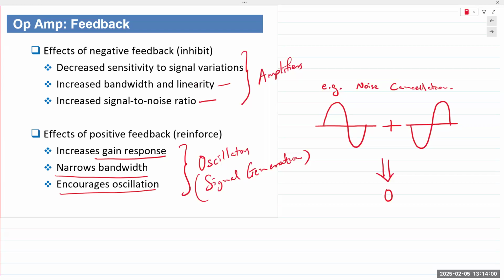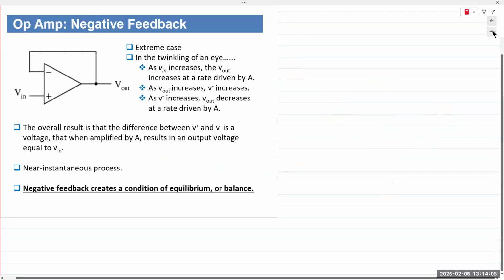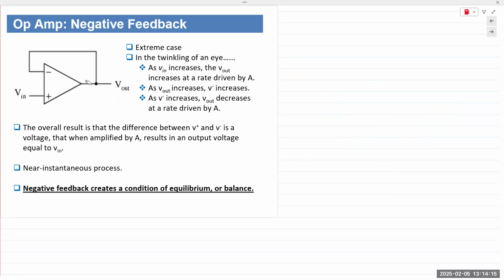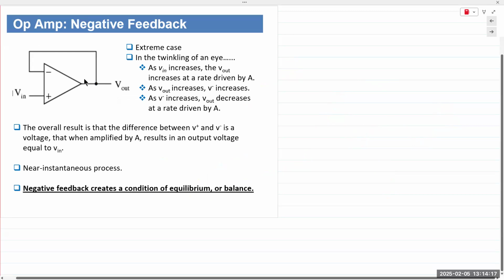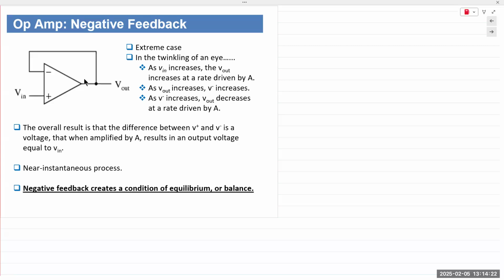Okay, so let's look at negative feedback first. What happens when you take an op amp, with no other external circuitry, and simply connect the output to the inverting terminal? The output is exactly the same as the input. I'll explain why. Let's say Vin increases. As Vin increases, Vout would also increase.